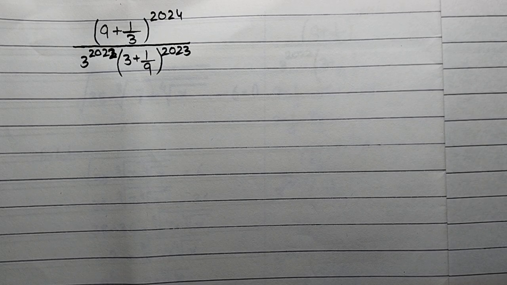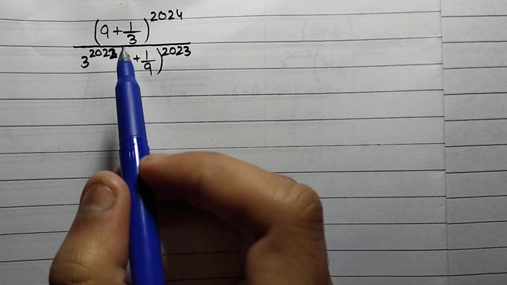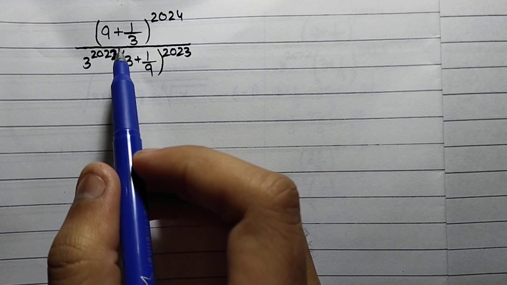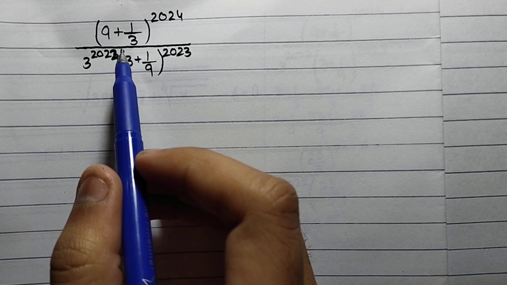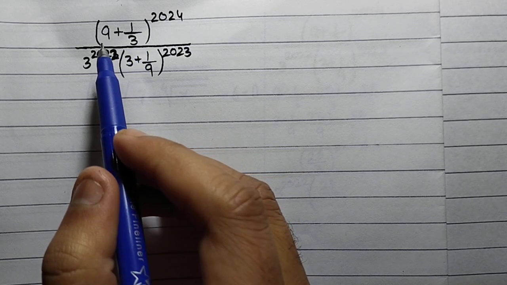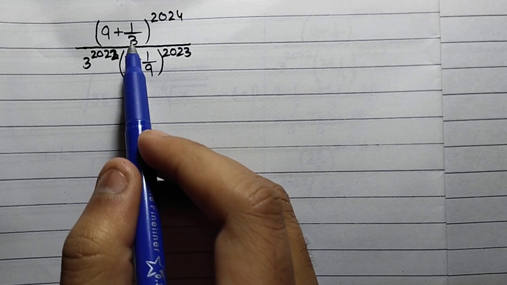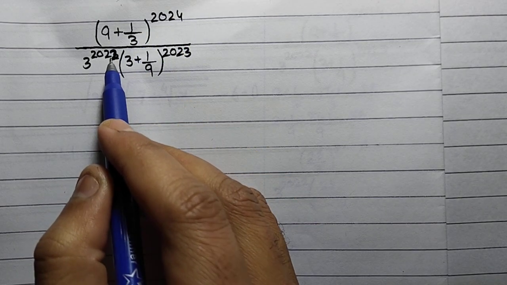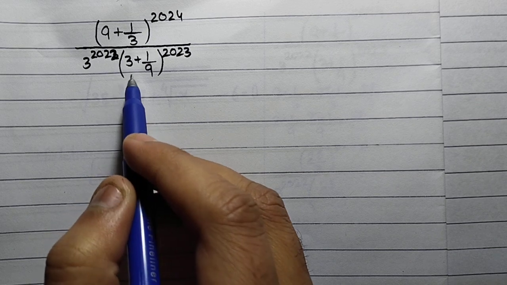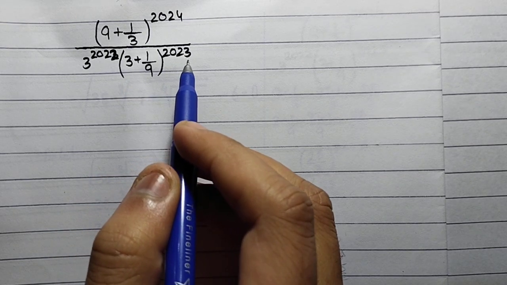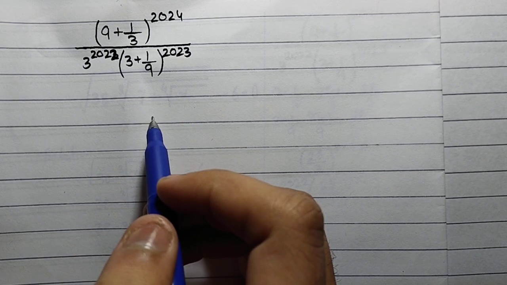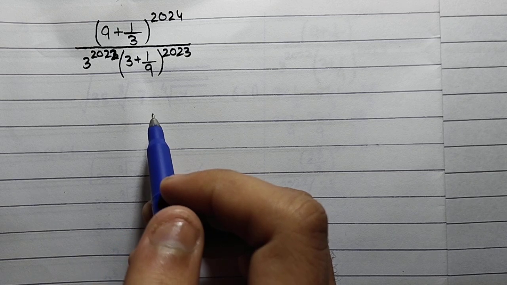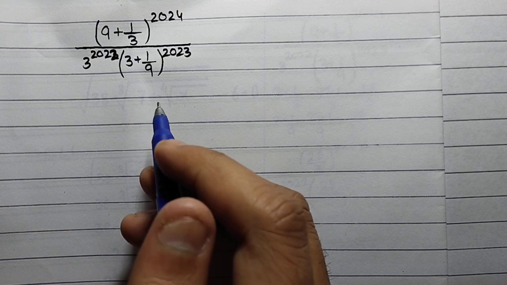In this question we have a very beautiful problem and you have to solve this question without using any calculator or any other device. The question is: (9 + 1/3) raised to power 2024 divided by 3 raised to power 2022 times (3 + 1/9) raised to power 2023. This is the question. Pause the video and give it a try.